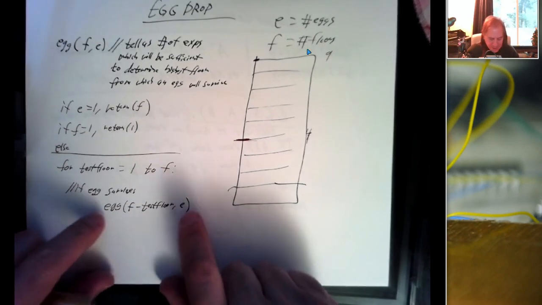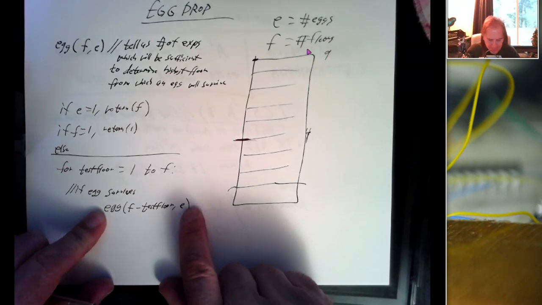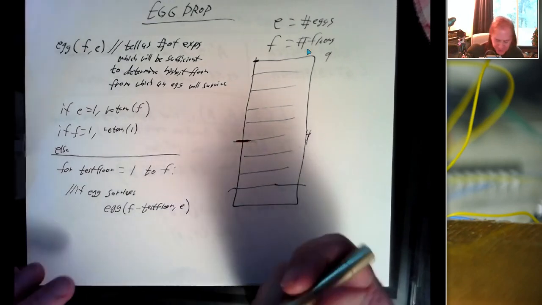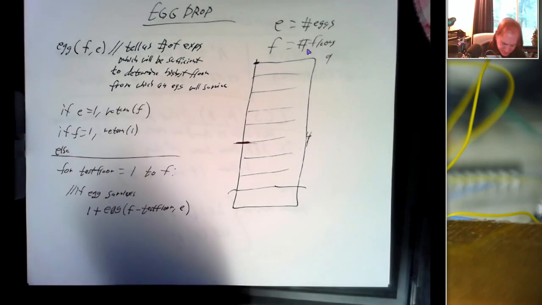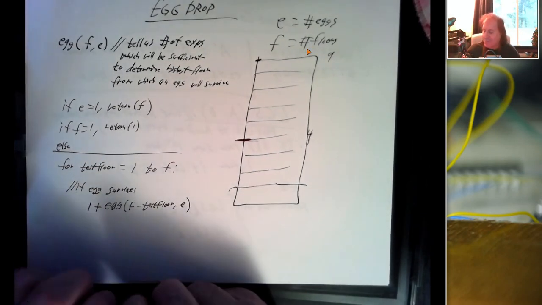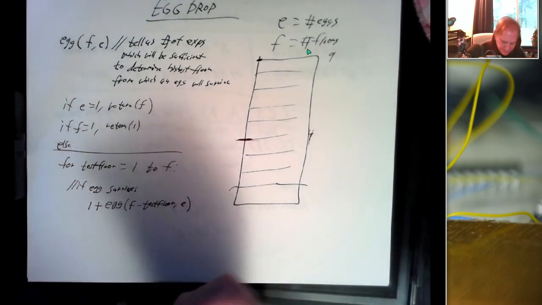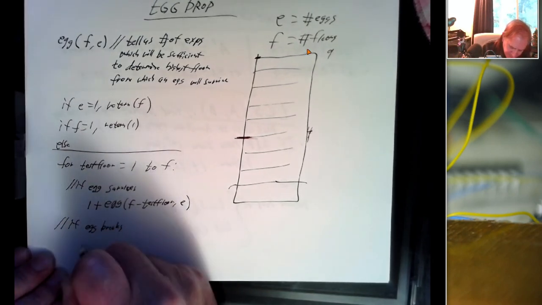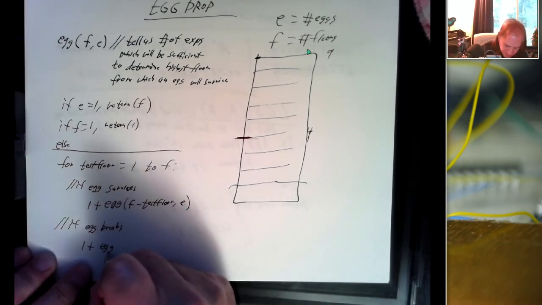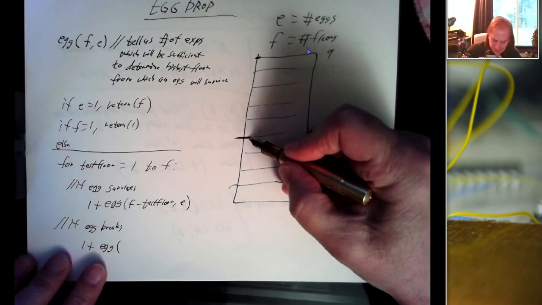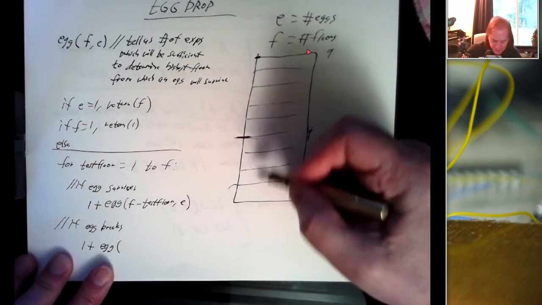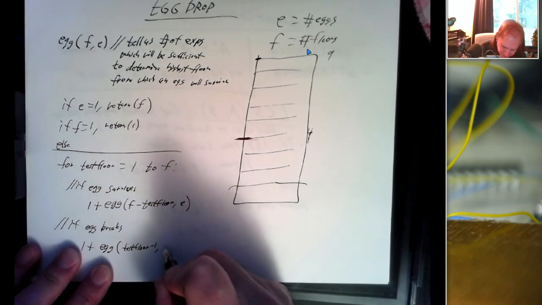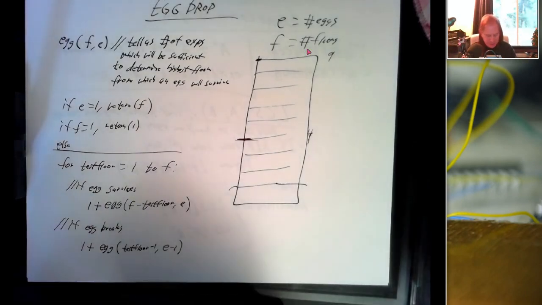So however many experiments we need to solve that problem, right, that's the number of experiments we'll need to solve the original problem. So it'll be 1 experiment we already did plus this many experiments to solve this subproblem. On the other hand, if the egg breaks, well, we've done one experiment, and if it broke on test floor, now we have to test from the remaining floors below that. So we have to do test floor minus 1, and we have one fewer egg to work with.